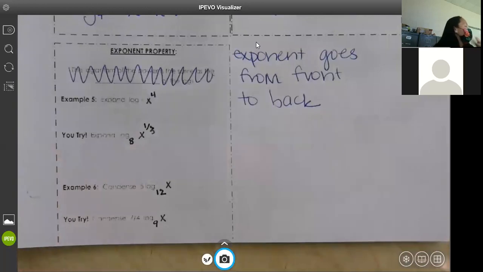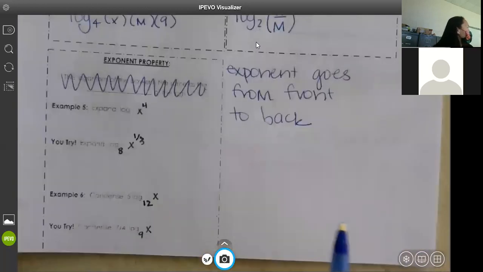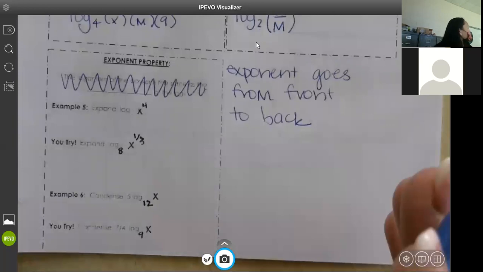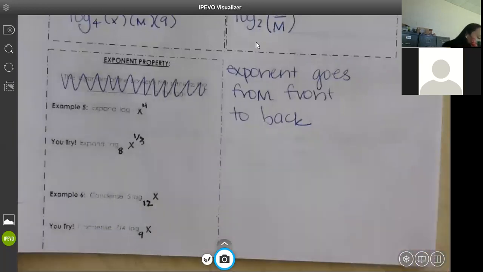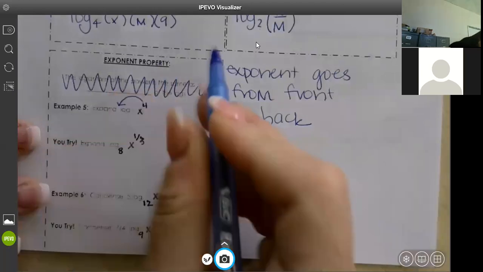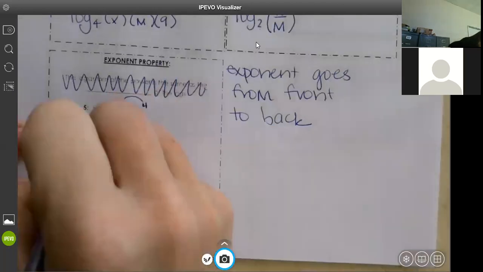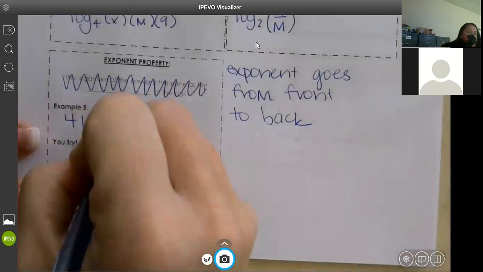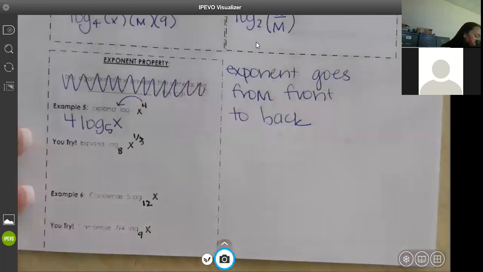So I don't have to deal with exponents because I don't really like exponents. Like I don't want to take the 4th root or the 5th root or the 6th root, anything like that. I can take this 4 and just move it to the front. So this turns into 4 log base 5 of x. So the 4 just goes to the front, becomes what you multiply by.